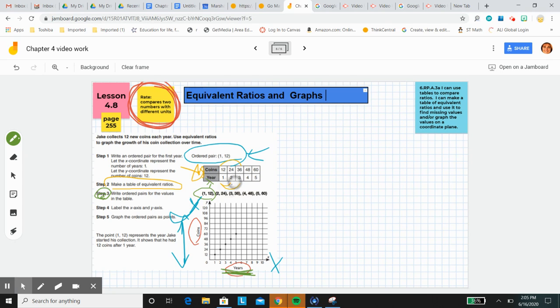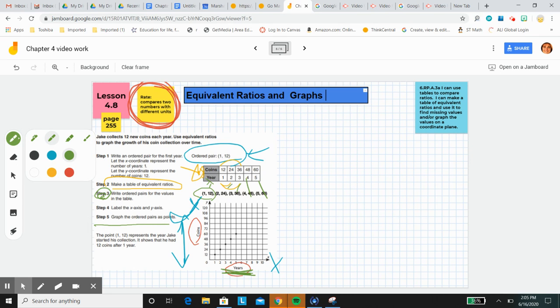Then we take the second one and we take the third one, the fourth one, and the fifth part of our table. And we create ordered pairs. That's step 3. Okay. Step 4, we're going to label the x-axis and the y-axis, which we've done. Then step 5, we're going to graph the ordered pairs.